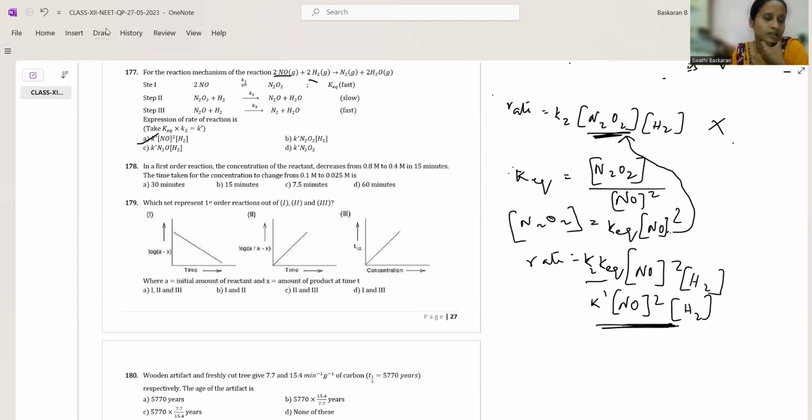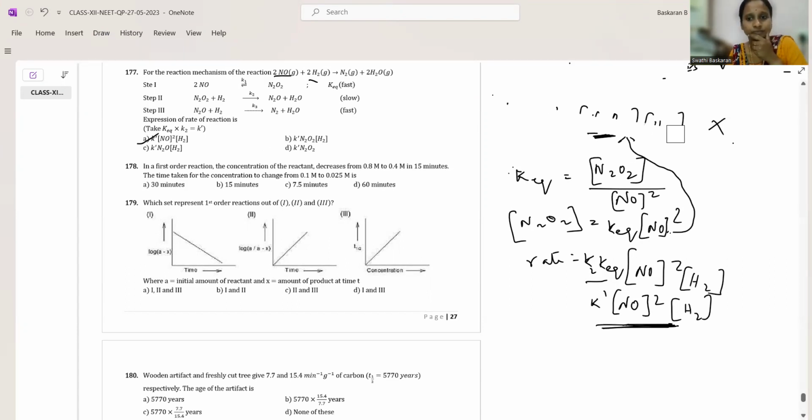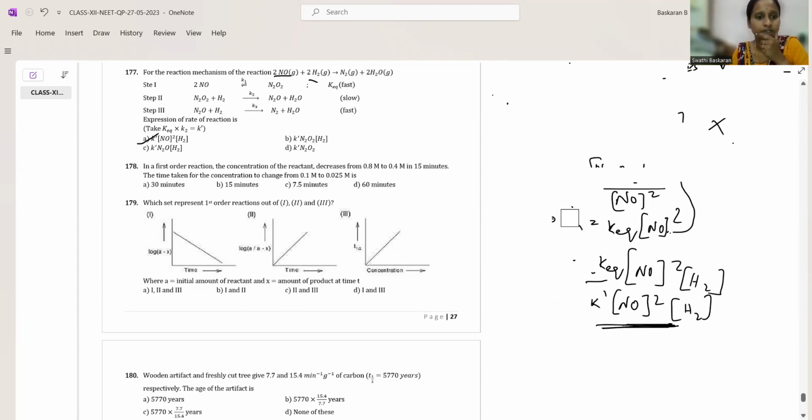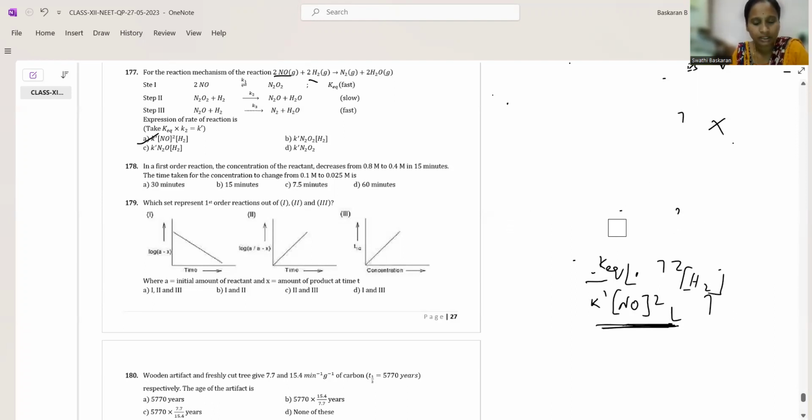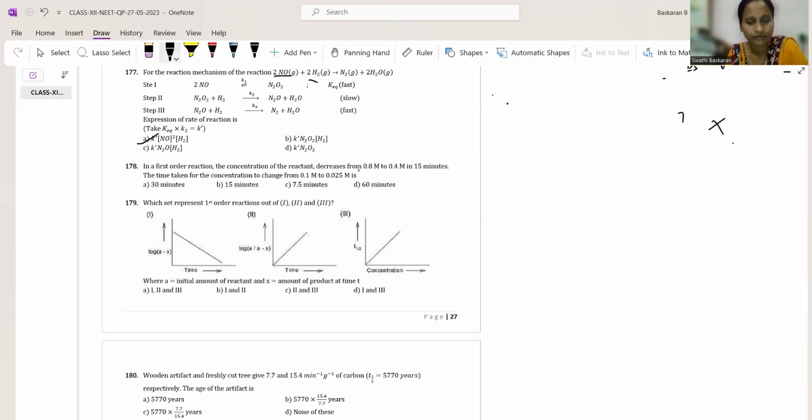Okay. Now we will take up the next question. So what is the next question, students? The next question is based on, once again, a first order reaction, right? So what are they giving? They are giving that for a reactant, the concentration of 0.8 molar is getting reduced to 0.4 molar. It is taking 15 minutes.